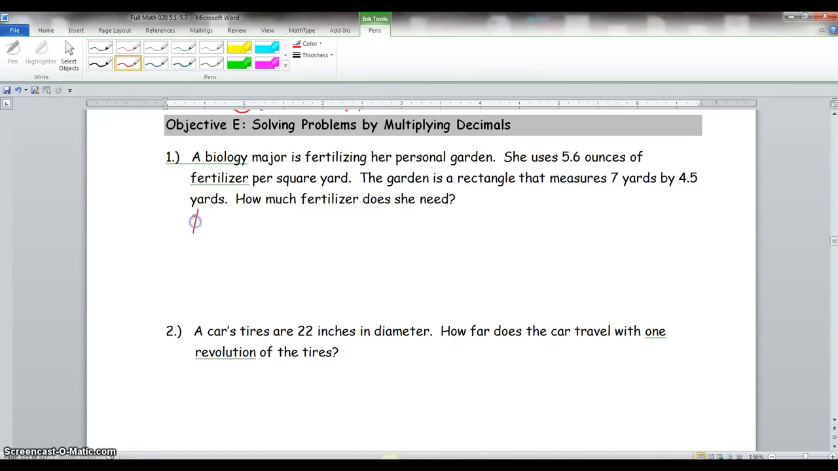So the first thing we need to do is take the area of this garden. The area is equal to length times width. Now we're given the length at 7 yards. And our width is 4.5 yards. Now we're going to go off to the side and multiply this. We'll drop the decimal and we'll take 45 times 7. 7 times 5 is 35. We carry our 3. 7 times 4 is 28, plus 3 is 31. Now we add 1 digit behind the decimal, so this will give us 31.5 square yards.